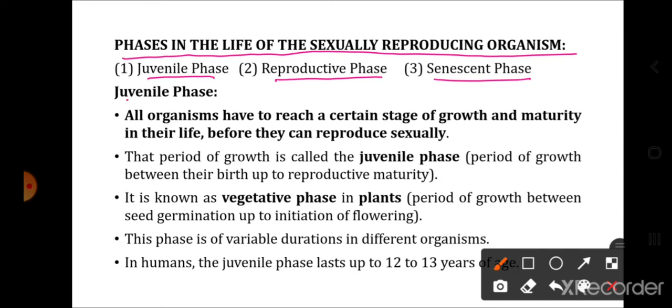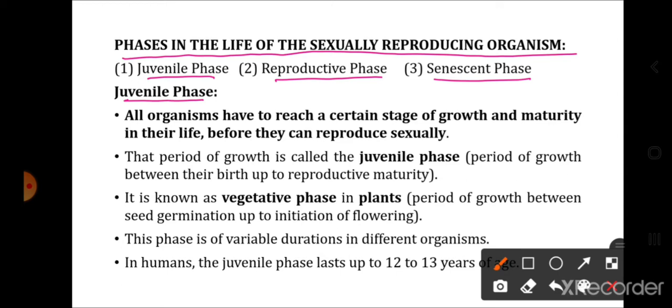So, first of all, let us study the juvenile phase. What is the juvenile phase? The phase from birth till the organisms attain sexual maturity. It means the phase from birth till the organisms are capable of reproducing. That phase is called the juvenile phase.